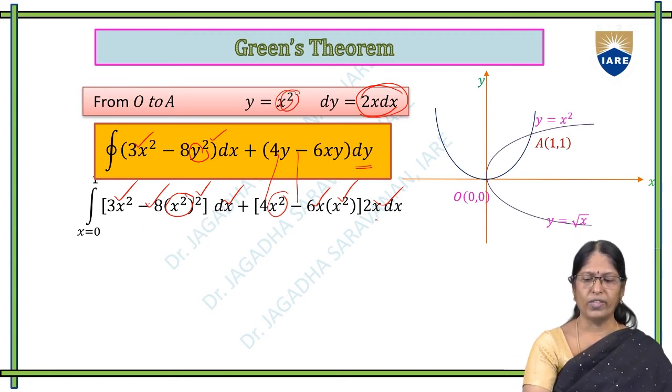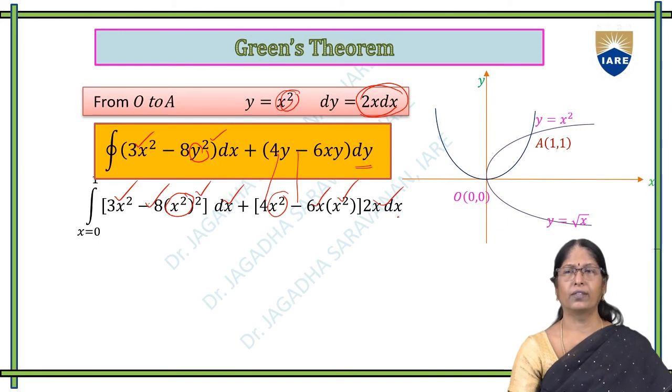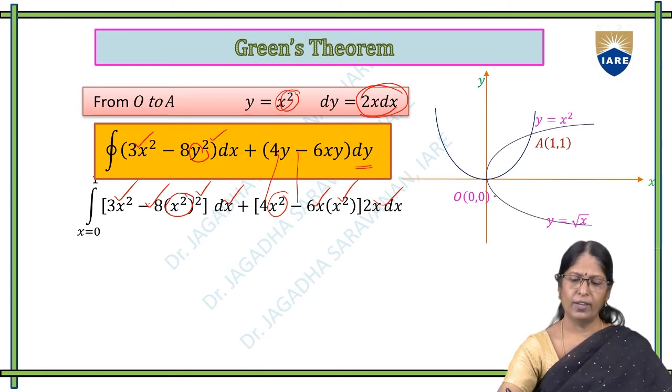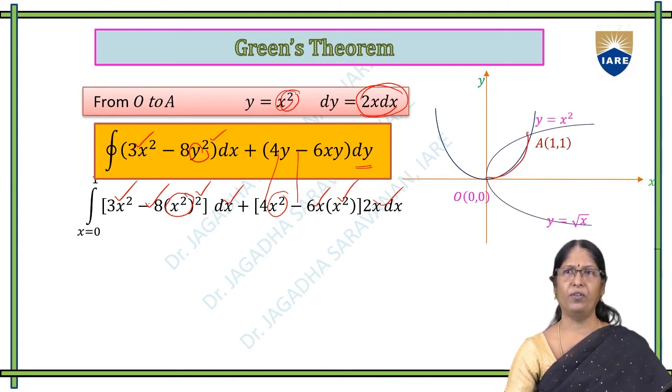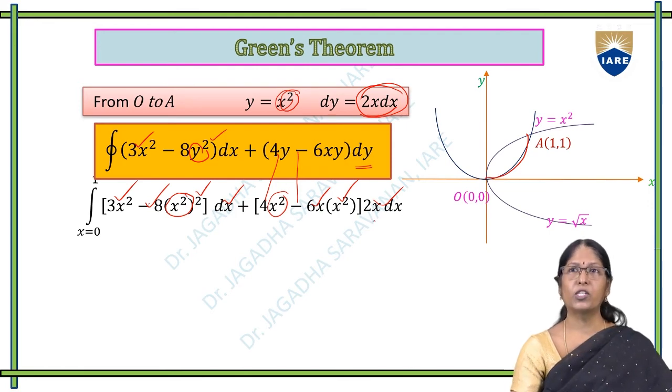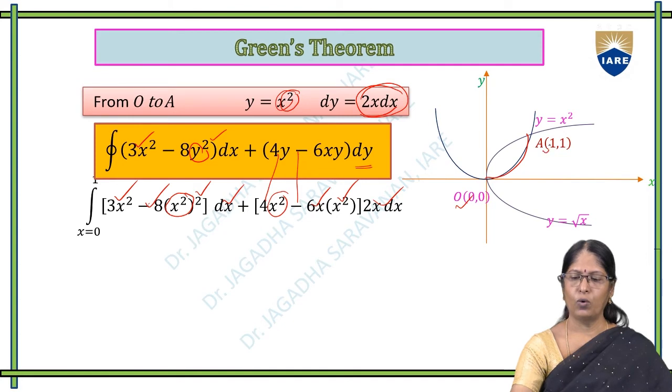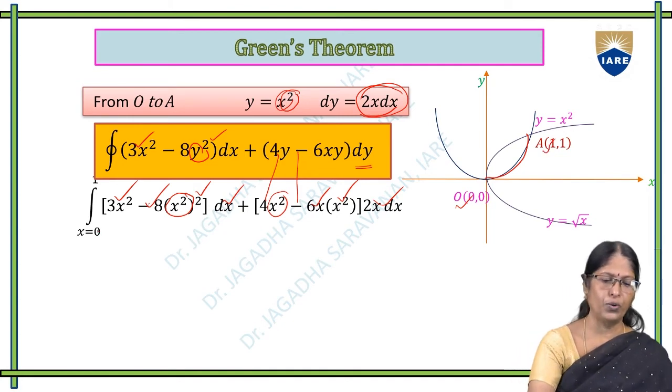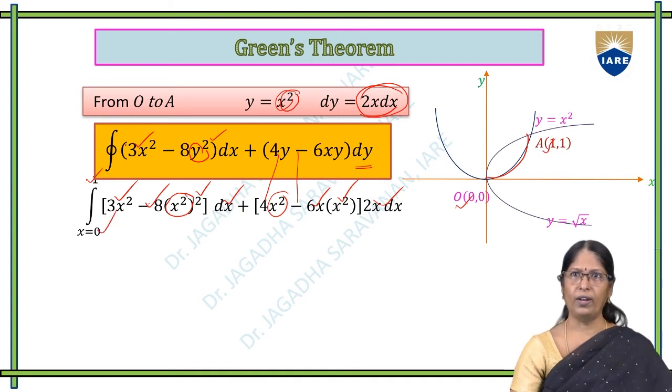So now we are going to integrate with respect to x, that is O to A, one direction we are making. With respect to x we are going to do the integration, so the x goes from 0 to 1. So 0 to 1, the limits.